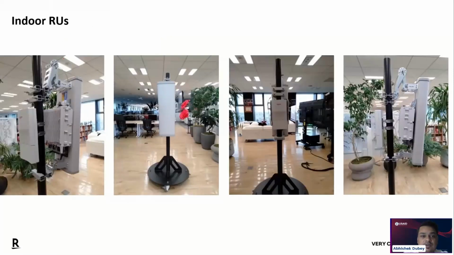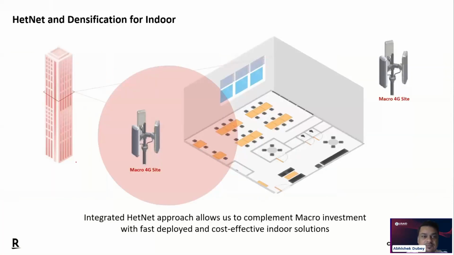Here are some indoor radios, and this is how they are installed. While installing the site, you always have to keep in mind the mechanical tools and other things like orientation, as I told you. So this is an example of how you can install things indoors.